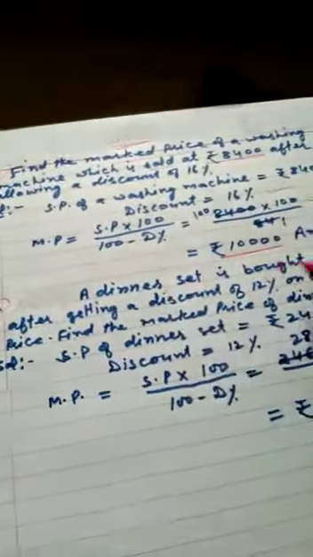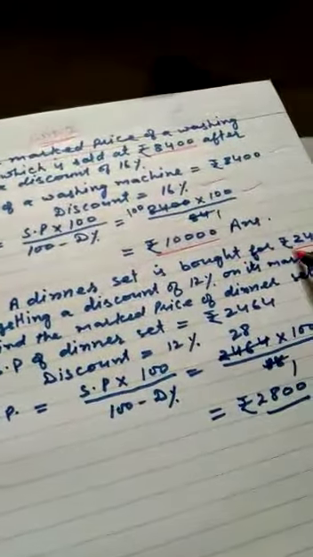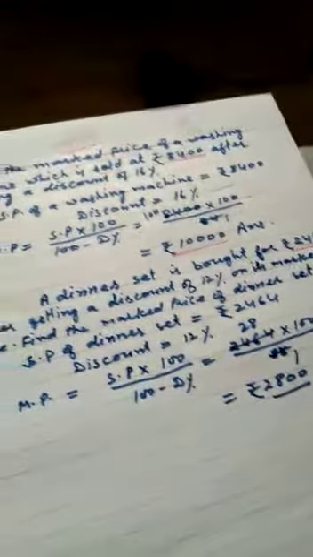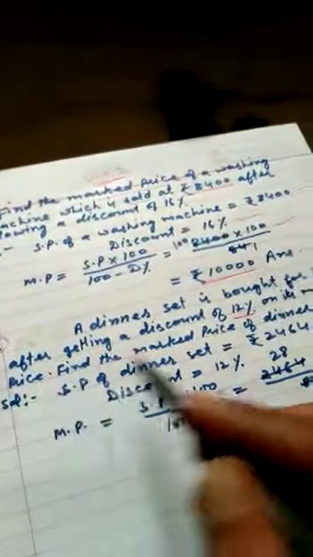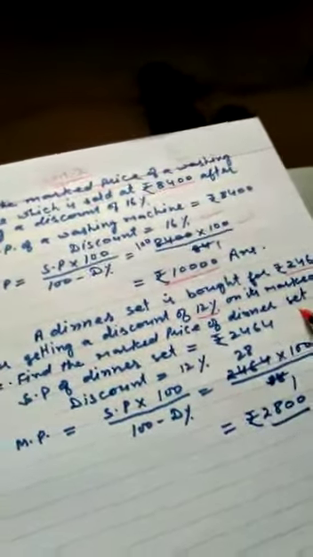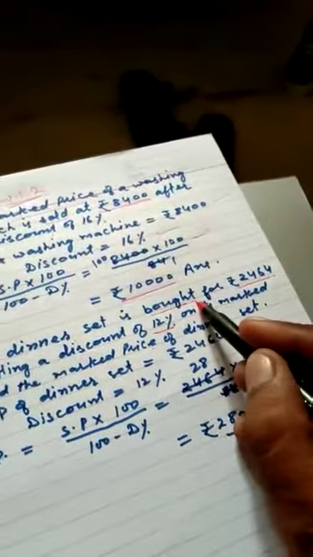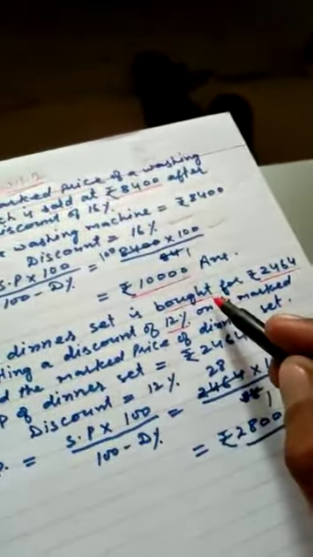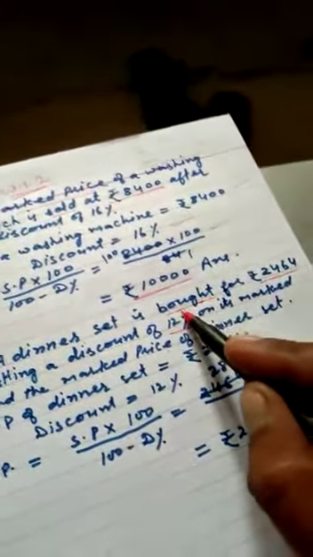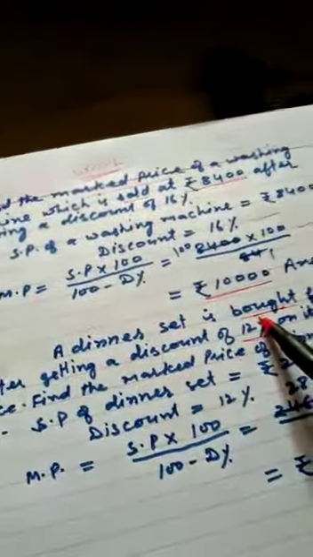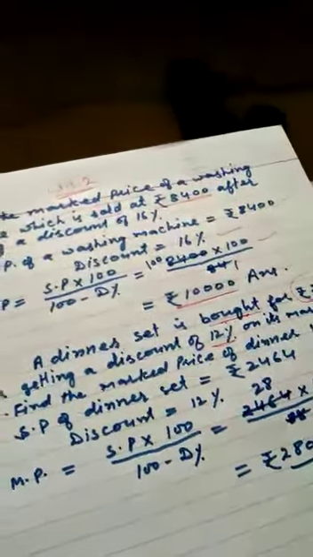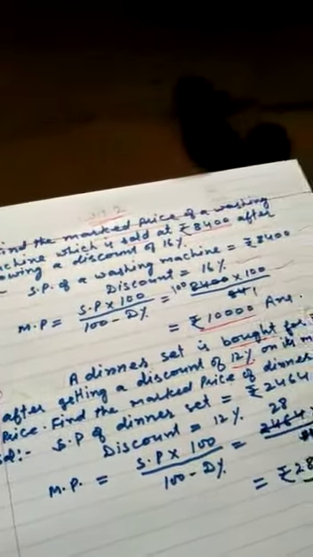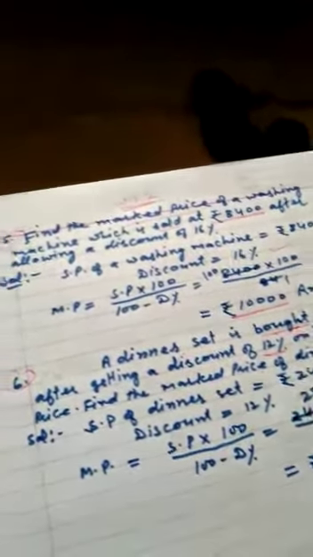Now come to question number 6. A dinner set is bought for rupees 2464 after getting a discount of 12% on its marked price. Find the marked price of the dinner set. Here bought and sold both mean selling price, because when we purchase or sell anything, the price, that is the purchase value, is said to be the selling price.